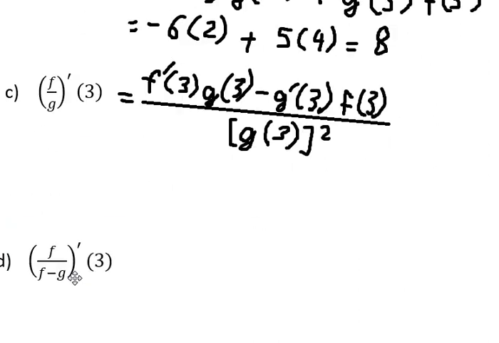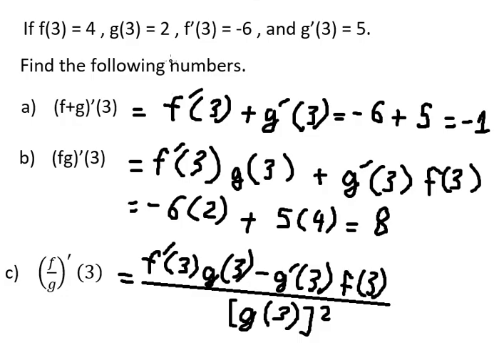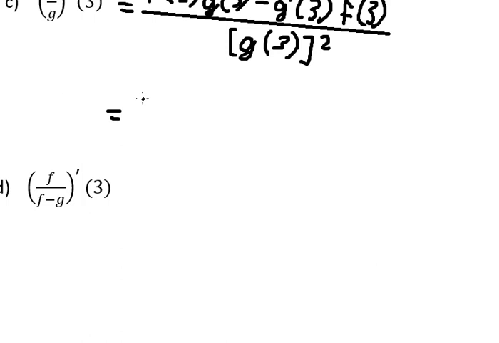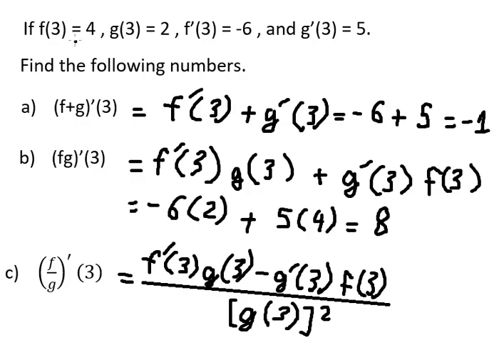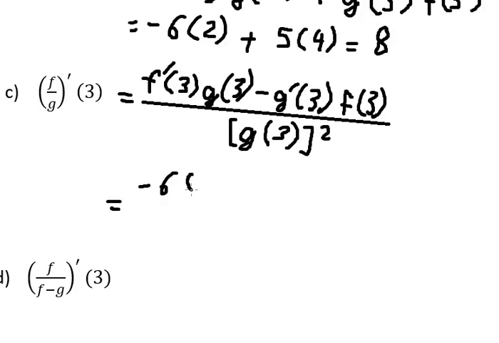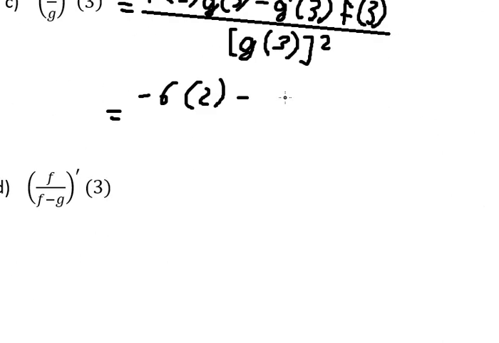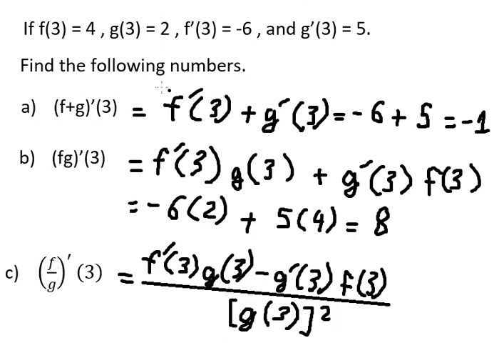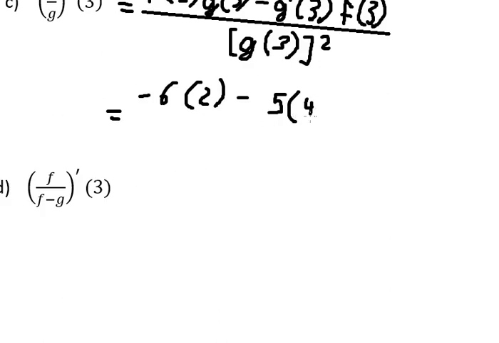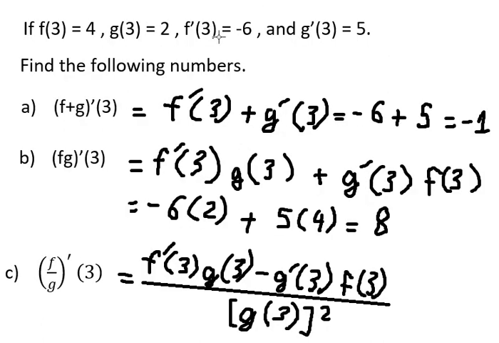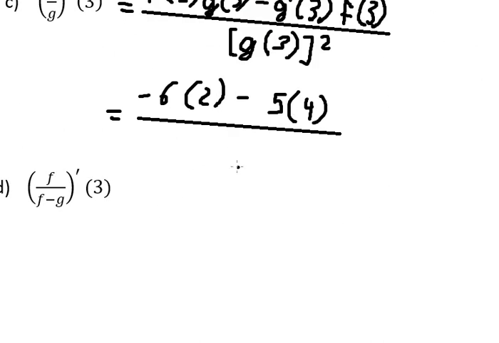So for this one, we have like this. This one, that is negative number 6. This one, that is number 2. This one, that is number 5. This one, that is number 4. So 3 of number 3, that is number 2. And we have negative number 8.